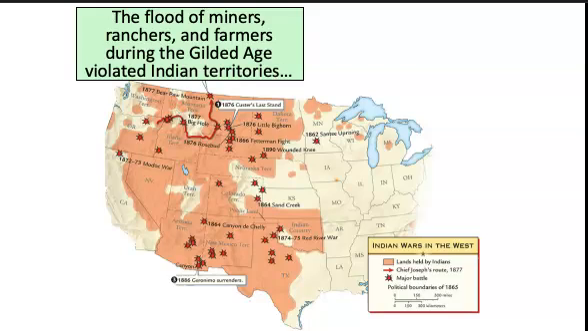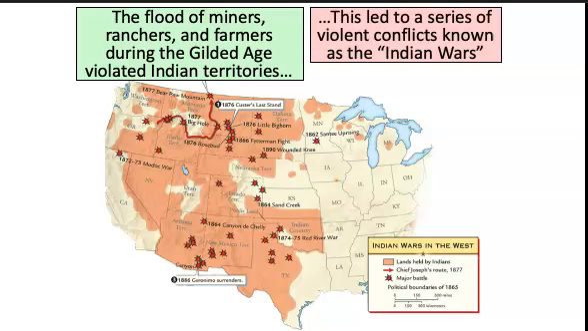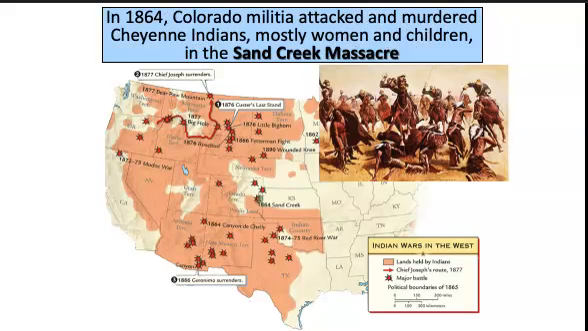Now, the flood of miners, ranchers, and farmers during this Gilded Age is going to violate Indian territory, and this is going to lead to a series of conflicts known as the Indian Wars. For instance, in 1864, Colorado militia will attack and murder Cheyenne Indians, mostly women and children, in what's known as the Sand Creek Massacre. That's on the little green dot that you see there.